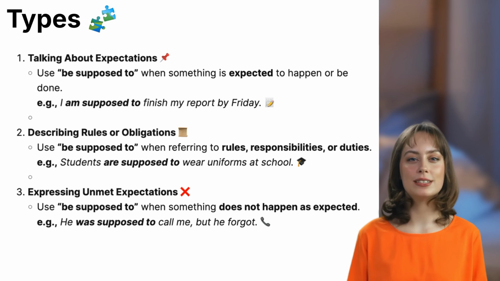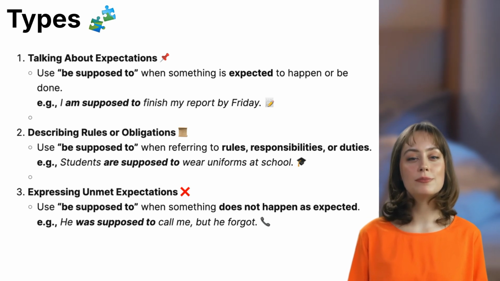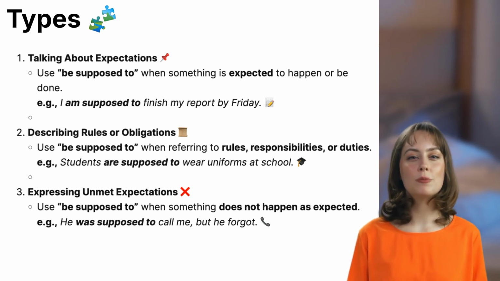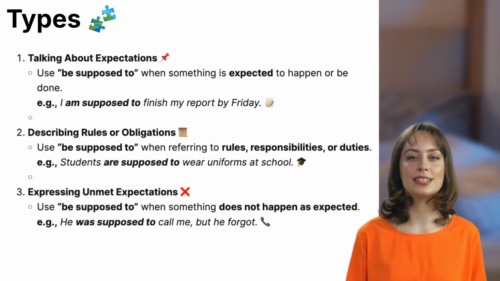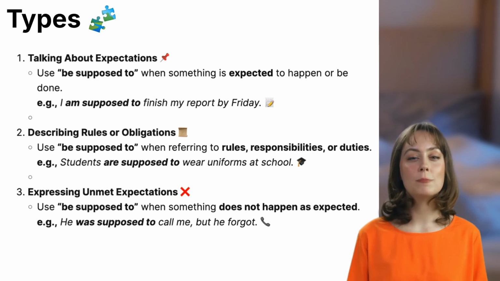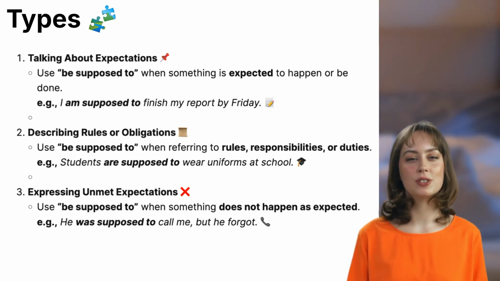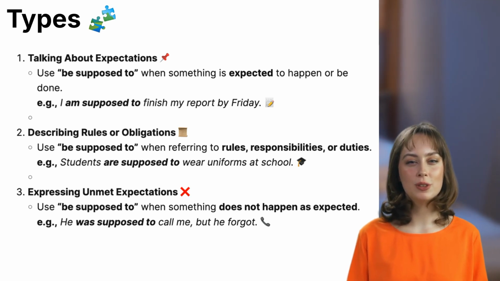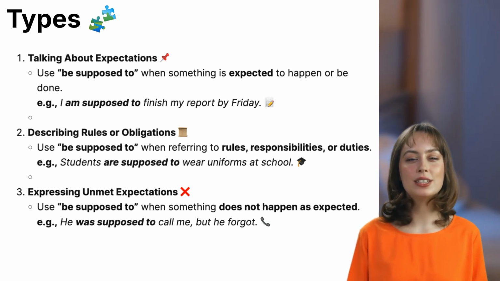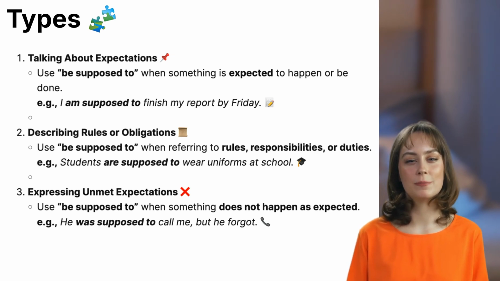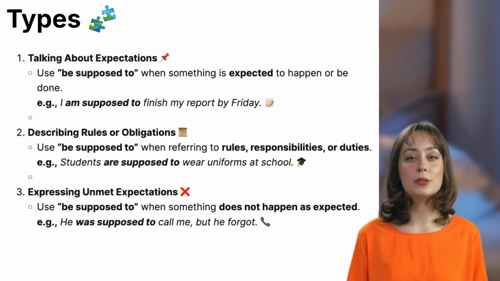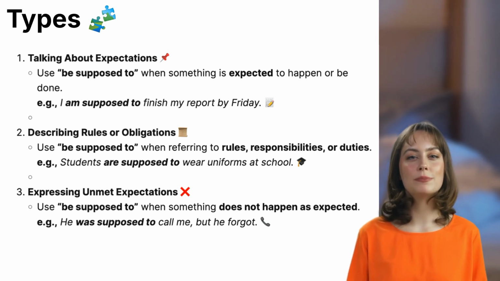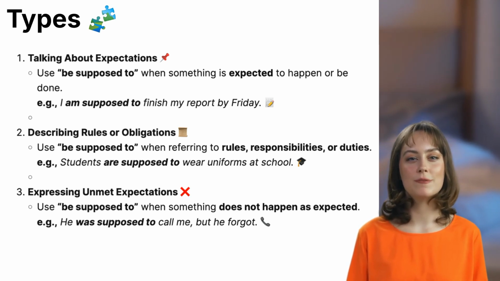Example: students are supposed to wear uniforms at school. This means wearing uniforms is a rule or requirement. More examples. Employees are supposed to follow company policies. You are supposed to turn off your phone during meetings. Whenever you want to politely talk about rules, be supposed to is a great choice. 3. Expressing unmet expectations. We also use be supposed to when something was expected but didn't happen. Example: he was supposed to call me, but he forgot.